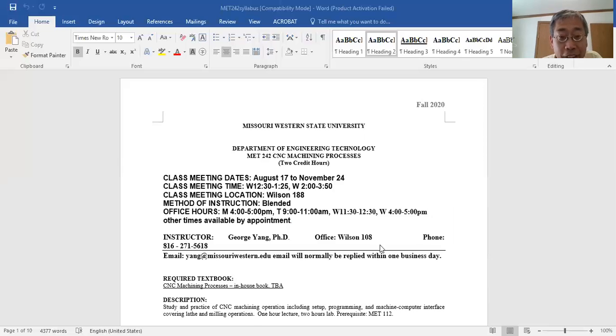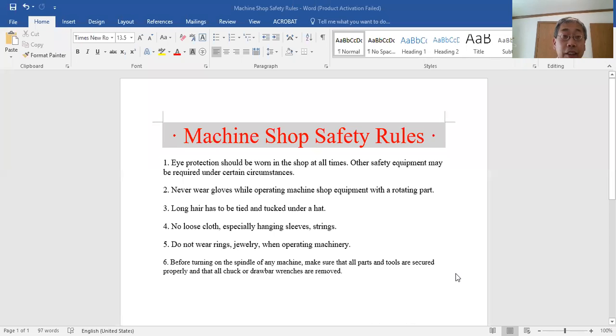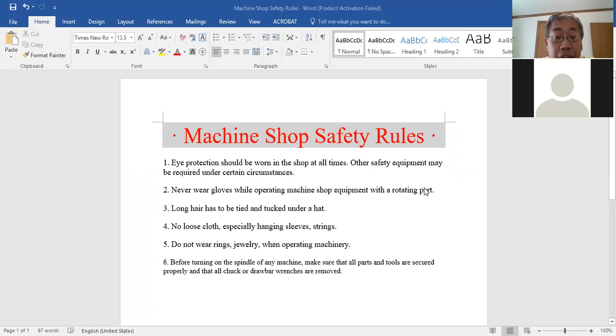Safety is number one. And when we talk about safety, I'm going to share another screen with you here, for safety. Can you guys see my screen? You should be able to see it, right? Yep. Okay, thanks. That's the machine shop safety rules.